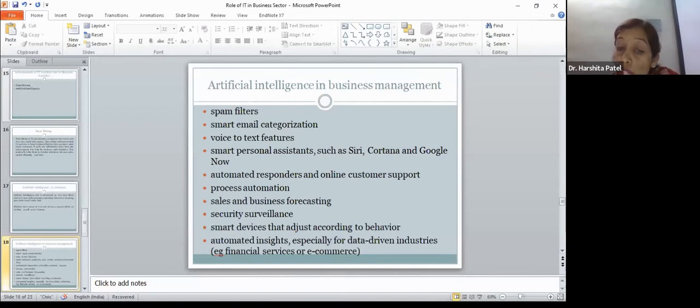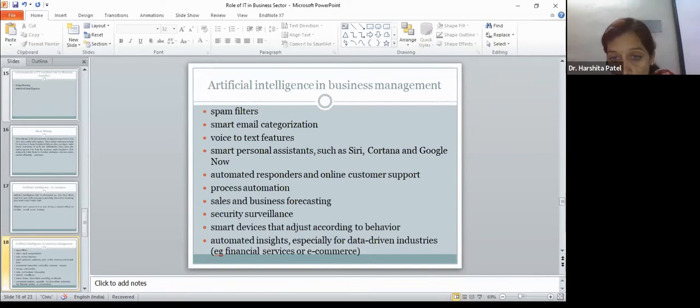Voice to text features are a very good thing. Earlier you used to have a secretary who was noting down for you. Now you can just give the instructions and it will write for you. Smart personal assistants like Siri, Cortana, Google Now, and you also have Alexa. They are all searching on behalf of you. You need not even type, and they provide you information as much as possible. So search engine based technologies are there.